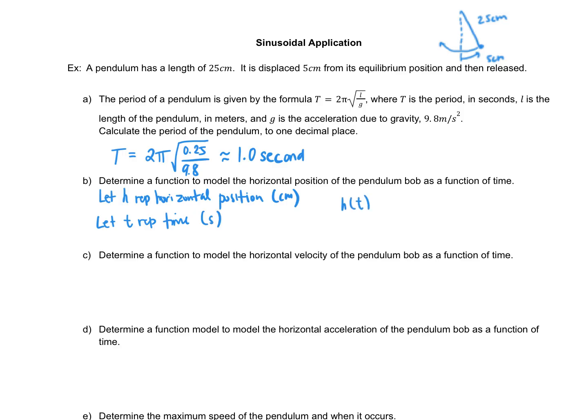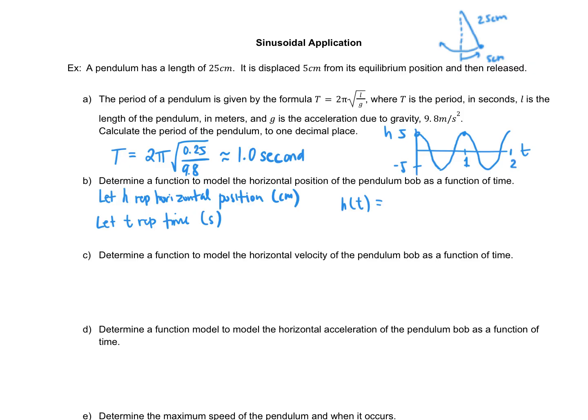So H of t is going to equal, so what's happening with this pendulum? It's pulled, and it starts 5 centimeters away from equilibrium. So I'm just going to take this diagram that I have at the top and kind of draw it in terms of time and horizontal distance. So it starts 5 centimeters away. It's let go, and what does it do? It comes to the center, goes 5 centimeters in the other direction, then comes back. And that takes 1 full second. Then it goes back and forth again. Now another second has passed.